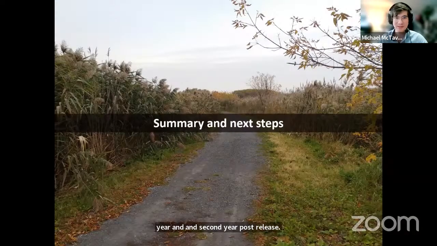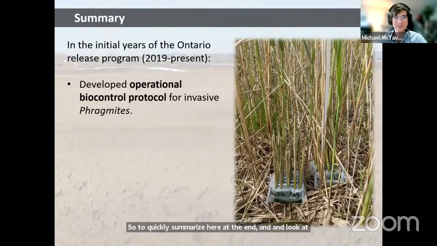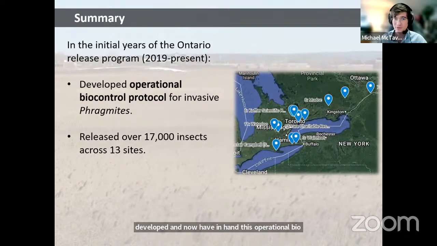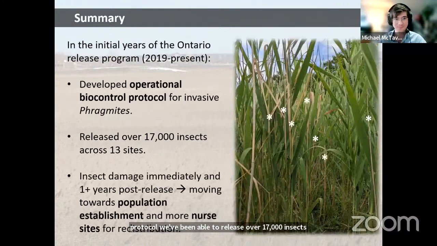So to quickly summarize here at the end and look at some next steps, in these initial years of the program from 2019 to present, working in Ontario, we have developed and now have in hand this operational biocontrol protocol for invasive Phragmites. Using that protocol, we've been able to release over 17,000 insects across a network of 13 sites, which we are looking to expand now.